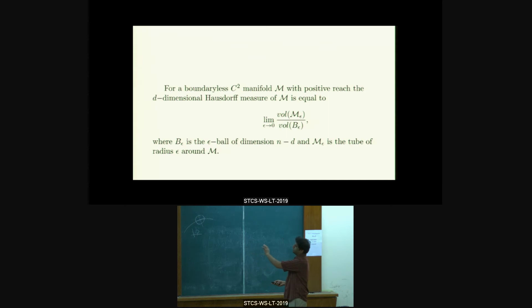And Hausdorff measure is the most natural volume measure you would imagine. It has a simple definition in terms of taking limiting volumes of tubes and dividing by the volumes of the cross sections, but I won't go into that.